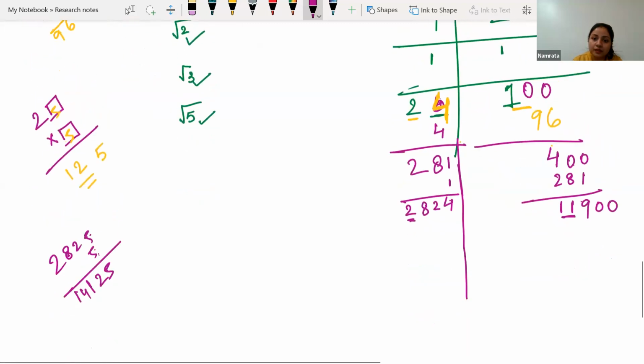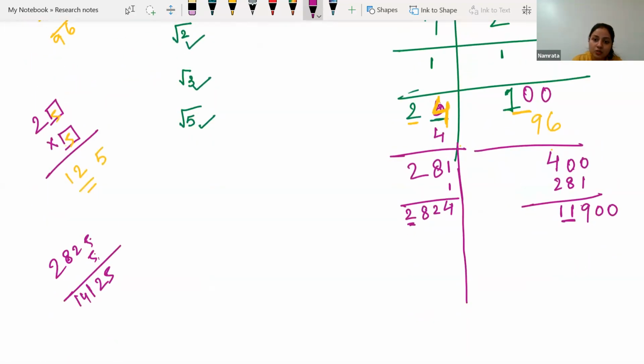Okay. Let's do that. 4, 4 times 16, 6 carry 1. 4, 2 times 8, 9. 8, 4 times 32, 2 carry 3. 4, 2 times 8, 9, 10, 11. We are getting 11296. You can see clearly it is divisible. Okay. Let's do the subtraction.